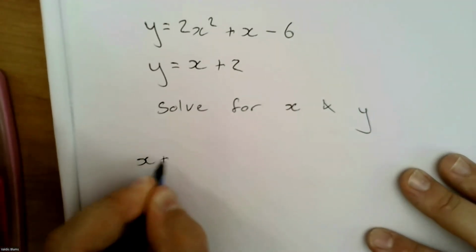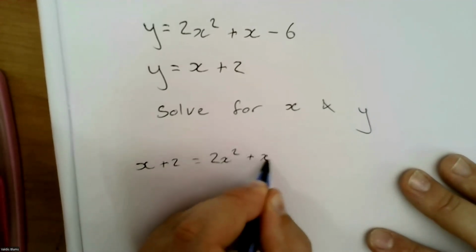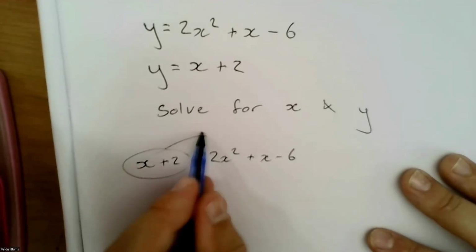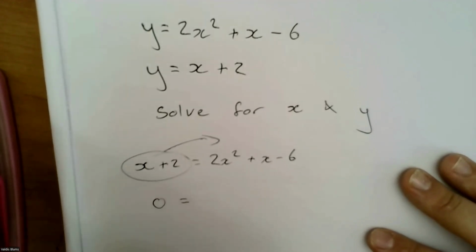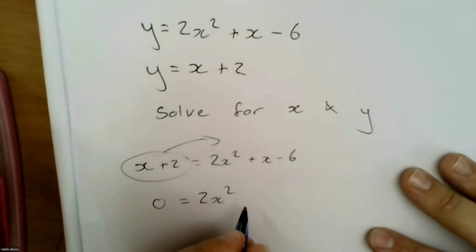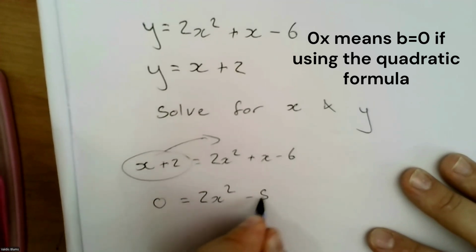So we have x plus 2 is equal to 2x squared plus x minus 6. And then we're moving this chunk of stuff over to the other side to get it into the form where we can apply the quadratic formula. 2x squared, x minus x. So we have 0x, and then we have negative 6 minus 2, so minus 8.